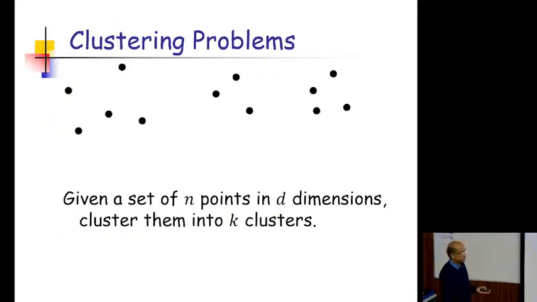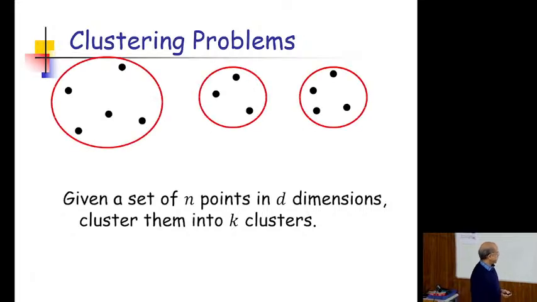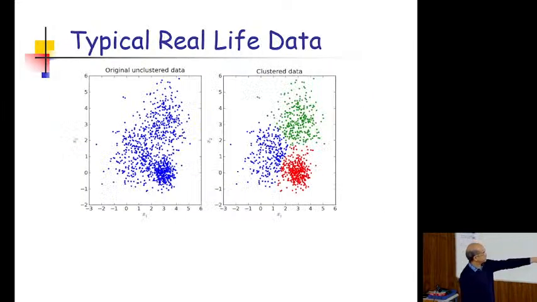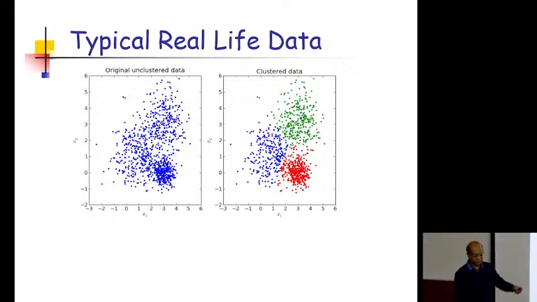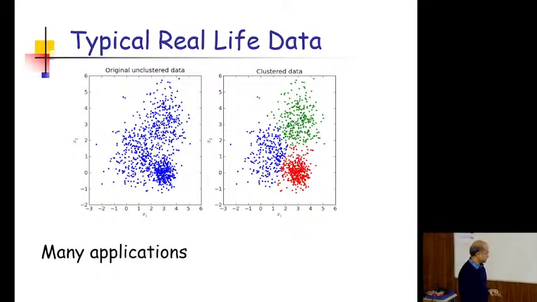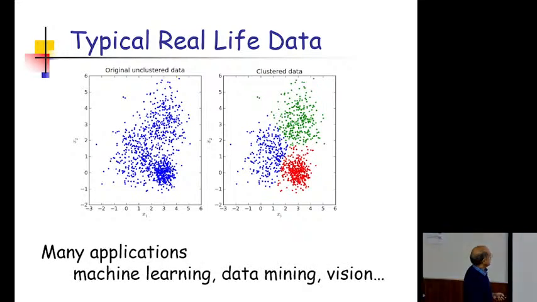At a high level, clustering problems seek to, if you are given n points in some, think of this as a high dimensional Euclidean space, where d is the number of dimensions, cluster them into k clusters. The left side could be the set of points, and then you want to, let's say, cluster them into 3 clusters like that. There are a lot of applications, as you have already seen: machine learning, data mining, vision, and many more.